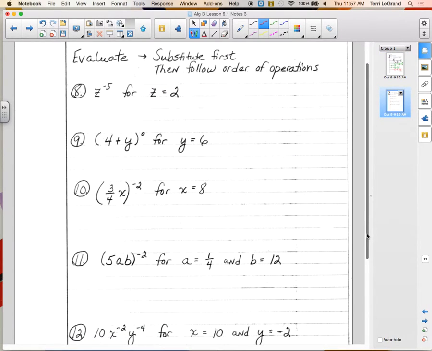Now we need to evaluate again, or we substitute in whatever they want the variable to be, or variables to be, and then we follow the order of operations and apply our properties we know. So we're going to substitute first. So they want when z is 2. So we're going to put 2 in for our z, take it to the negative 5 power.